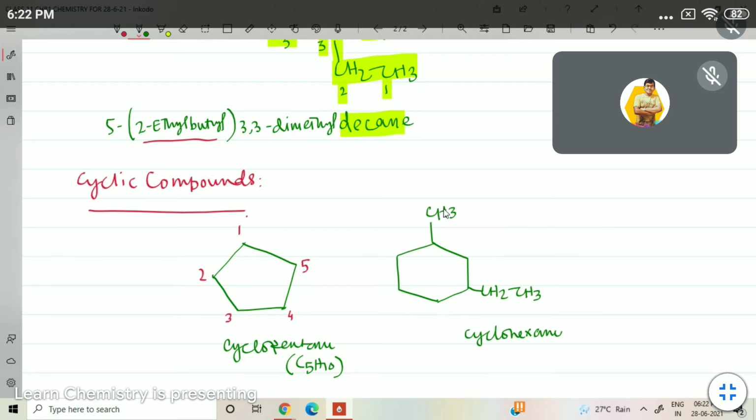Yes, you will start numbering alphabetically. So this group is ethyl, E comes first, and then this is methyl. So obviously the numbering will be 1, 2, 3. So 1 ethyl, 3 methyl. Cyclohexane. 1 ethyl, 3 methyl cyclohexane. Okay, alphabetically, E will come first, after that M.